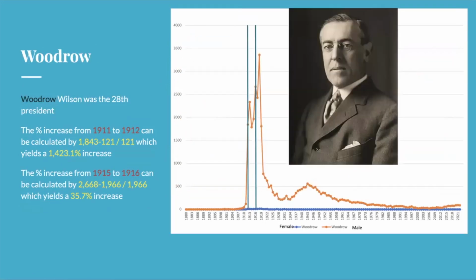Next is Woodrow Wilson, who was the 28th president of the United States. He served 2 consecutive terms. The first election was the 1912 election, and so if we look from 1911 to 1912, there was a 1,423.1% increase. And the second election was 1916, where there was just a 35.7% increase, but by that point, he was already president, he was already pretty well known, so it wouldn't have been as big of an increase.